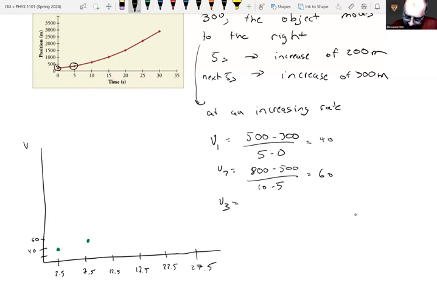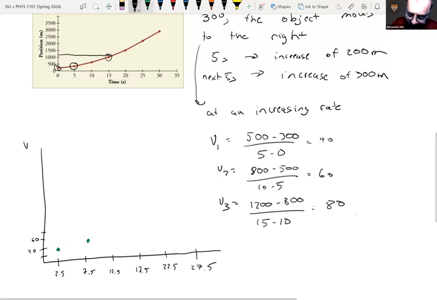V3 would be, looks like the 15. What do we got there? Let's say about 12. I think that's about right. So it's about 1200 minus 800 over 15 minus 10, which would end up being 400 over 5, which would be 80.